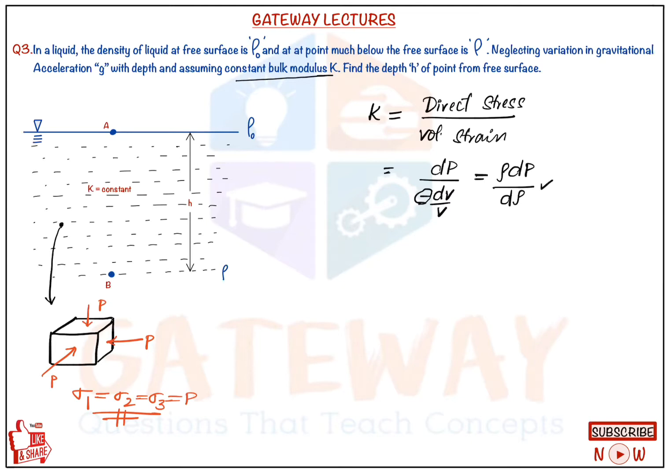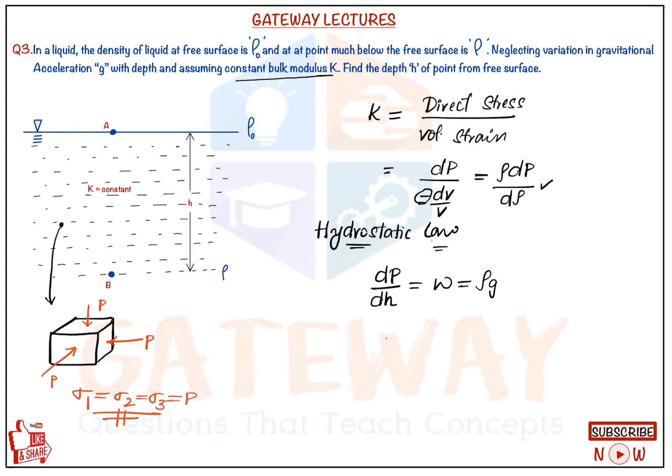Here it is said that at both points A and B, the bulk modulus is the same. And now we will use the hydrostatic law. What is the hydrostatic law? Hydrostatic law states that as we move deep into the fluid, the pressure increases with the depth. This statement was given by Pascal, and it is nothing but dP by dH is equal to the specific weight, that is equal to rho into g.